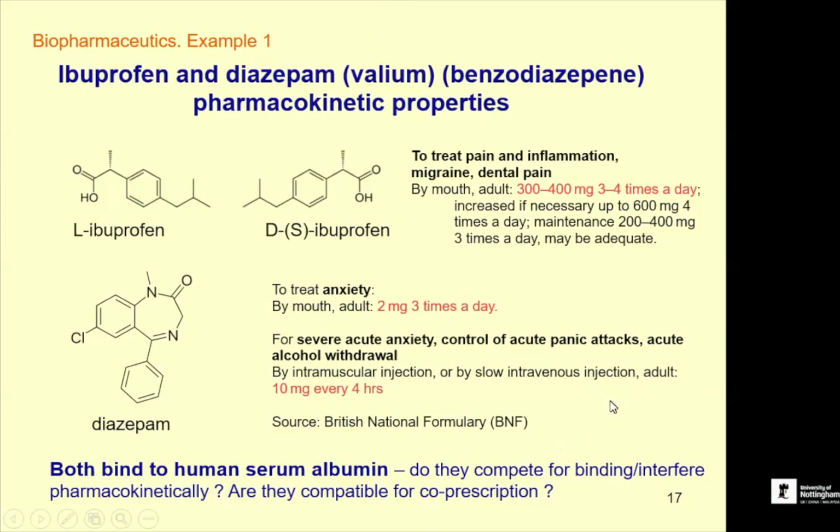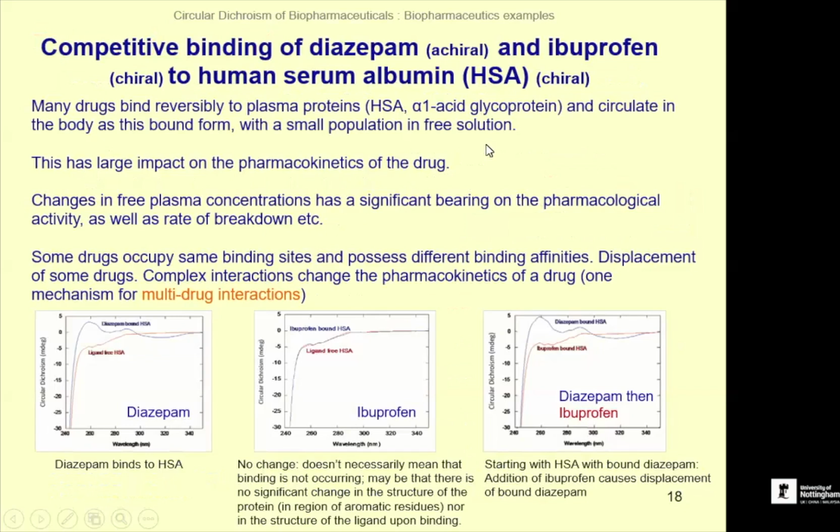So the question here is, do they compete for their binding sites on the human serum albumin and compete with each other? So they could interfere with each other, pharmacokinetically speaking. If one outcompetes the other, then obviously the delivery of the other is going to be impeded by the competing drug. In other words, are they compatible for co-prescription or not, which you can imagine crops up in all sorts of scenarios where new drugs are developed. So CD can answer this as long as you've got one chiral molecule in the bunch.